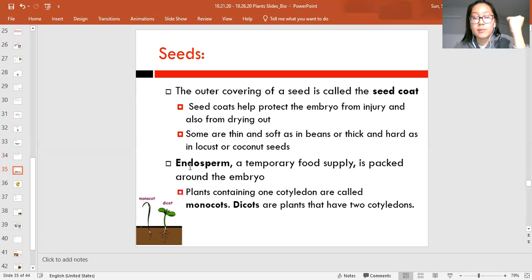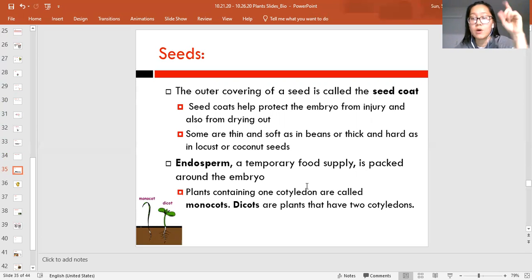The endosperm is a temporary food supply. So if you ever look at a bean and you split it in half, most of that is actually just endosperm, right? That is actually going to become food that the seed is going to eat. The embryo is this tiny little thing hanging on the corner of the bean when you split it apart, okay? So it's packed around the embryo, so the embryo's first food source is already in the package with it, and it doesn't have to get dirt or soil and grow roots. It already has its first meal prepackaged.